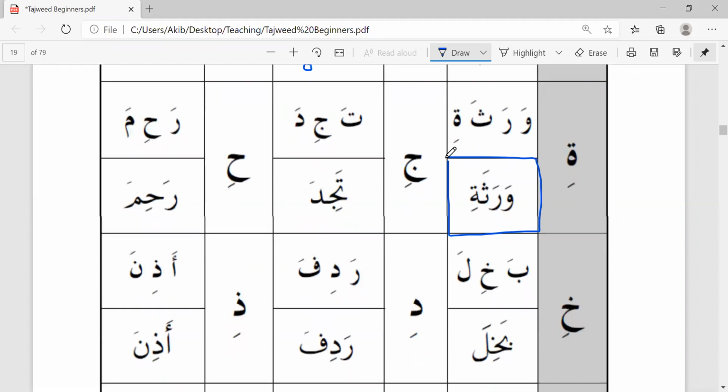So this one here, the ra is the heavy letter here. Okay, we said that slow down on the letter ra. So here, this ra has a fatha, so it's going to be heavy. And the other letters are fine. So listen carefully. I'm going to start from the beginning each time I add a new letter. So wa, ra, wa, ra, tha, wa, ra, tha, ti, wa, ra, tha, ti.